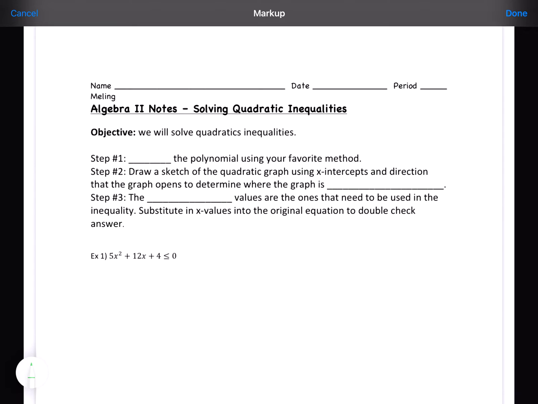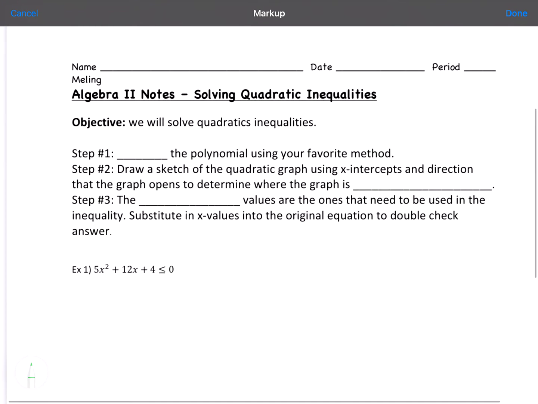All right, so today's lesson is on solving quadratic inequalities. And so there's a couple things we need to make sure we're doing. Step one, factor the polynomial using your favorite method. That's the first thing we wanted to do. Then we want to draw a sketch of the quadratic graph using x-intercepts and the direction the graph opens to determine where the graph is positive and negative.